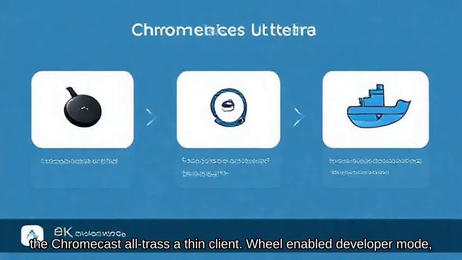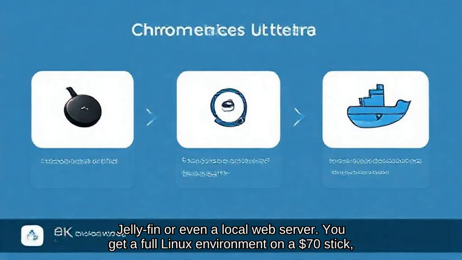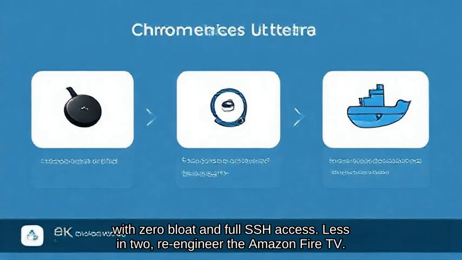Lesson 1. The Chromecast Ultra as a thin client. We'll enable developer mode, sideload a minimal Linux distro, and run a headless Docker container that serves Plex, Jellyfin, or even a local web server. You get a full Linux environment on a $70 stick, with zero bloat and full SSH access.